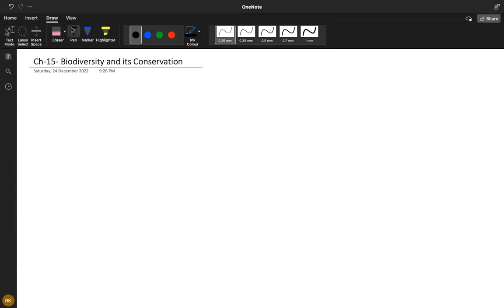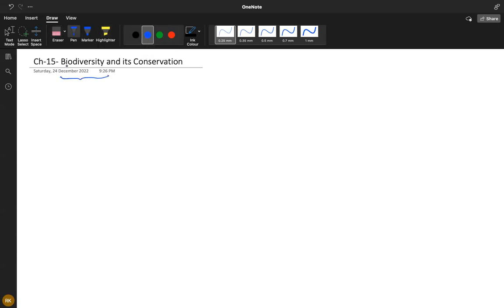So let's begin this now. The penultimate chapter of your syllabus talks about biodiversity and its conservation. So there will be two parts. Again, it's just a conceptual chapter, not much in detail. But you have to understand certain things about biodiversity because we have studied ecology, populations, organisms, population dynamics, and also interactions. So all of this together makes biodiversity.